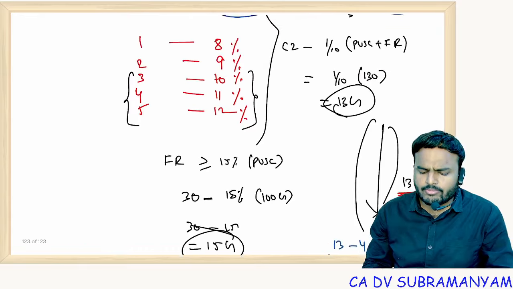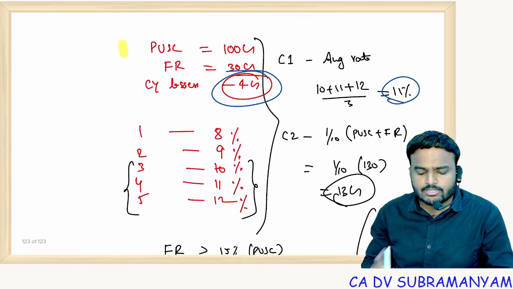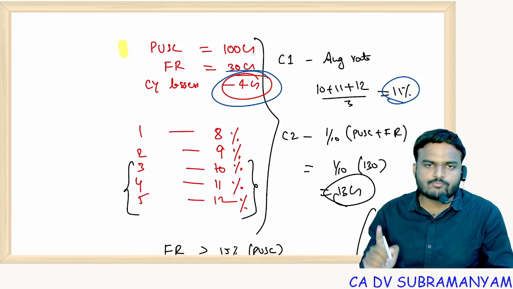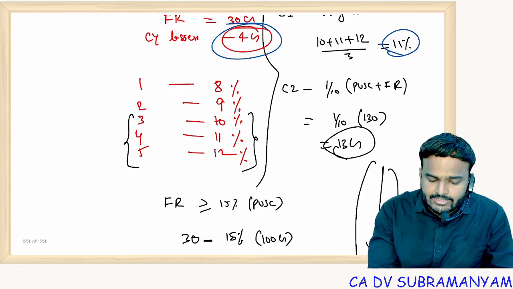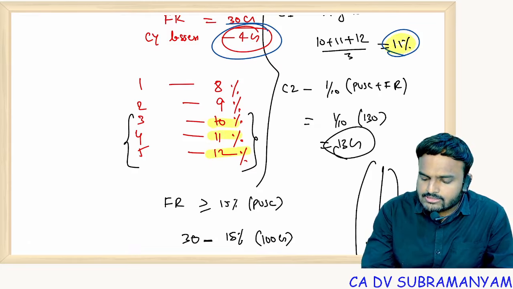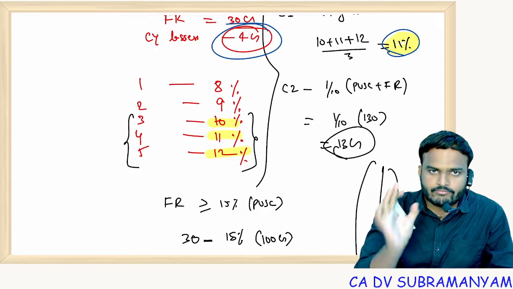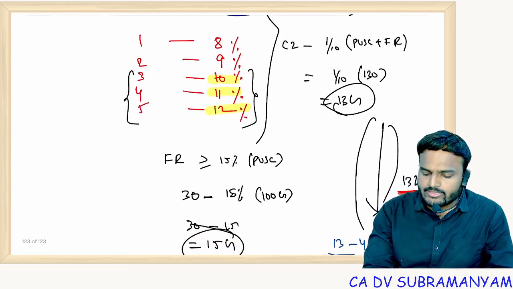A small problem I explained to you. See, 100 crores is the paid up share capital, 30 crores is the free reserves. Current year loss 4 crores. Understood? So take latest 3 years average rate of dividend. This is the limitation on the rate of dividend. Coming to the source, 1/10 of the paid up share capital plus free reserves, that is 13.